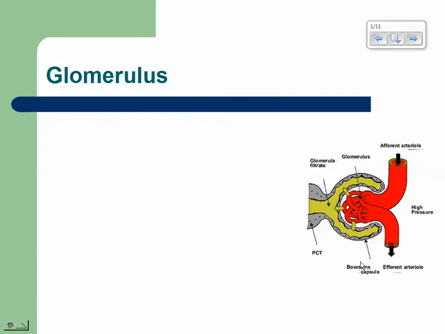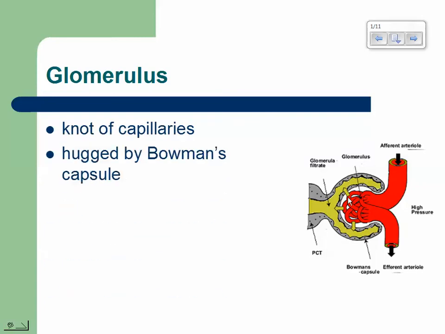So here's our glomerulus again. Like we said, it's just a knot of little capillaries. And it's being hugged by this Bowman's capsule. Now, in your book and in your diagram packet, sometimes it's called the glomerular capsule because it wraps around the glomerulus. But it's also named for Bowman, a scientist who came up with it. So either one you can use. They're interchangeable. In this lecture, I'm going to call it Bowman's capsule.